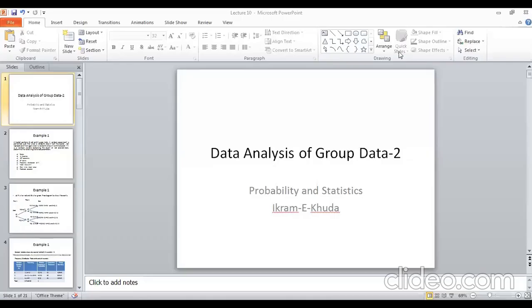Welcome students. In this lecture we are going to discuss the second different type of the group data, its summarization and the analysis. And then later on we look into some more examples of it. We must understand the difference between the two different types of group data.